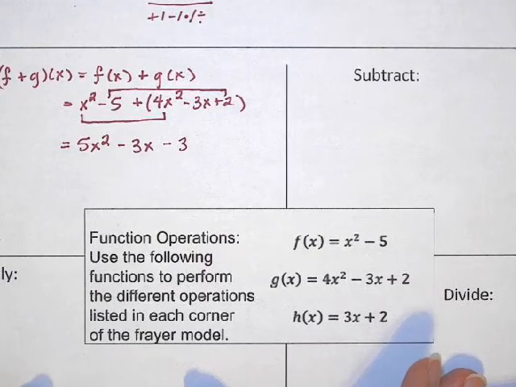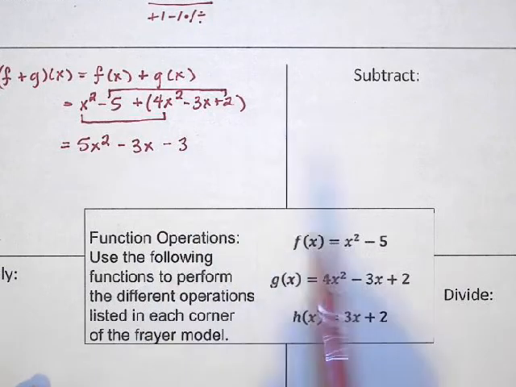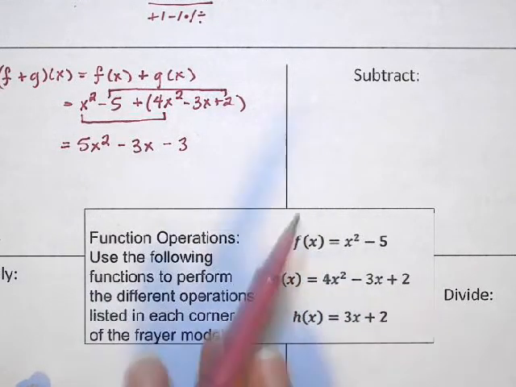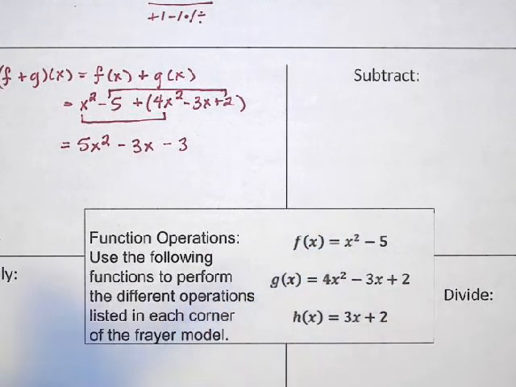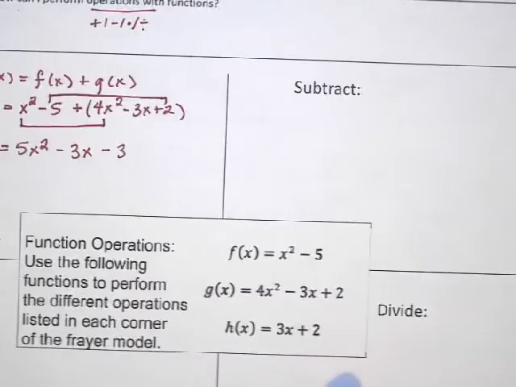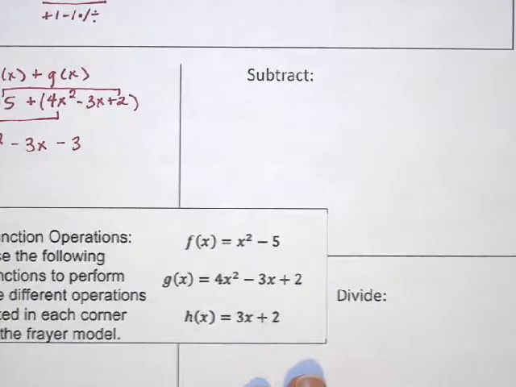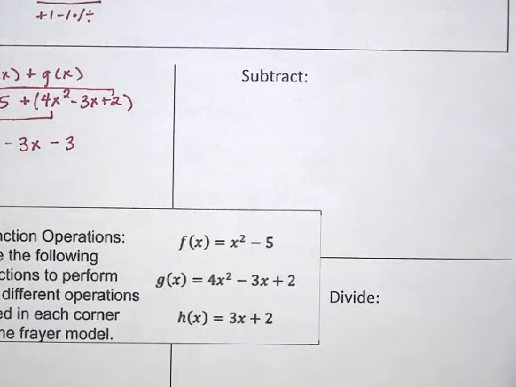So if I'm adding two functions, it basically means that whatever they're equivalent to, you're going to add together and then combine the appropriate like terms or perform the operation that is there. So let's head into subtraction. I'm going to scoot this over. If you need to pause before you move on, feel free to do so.